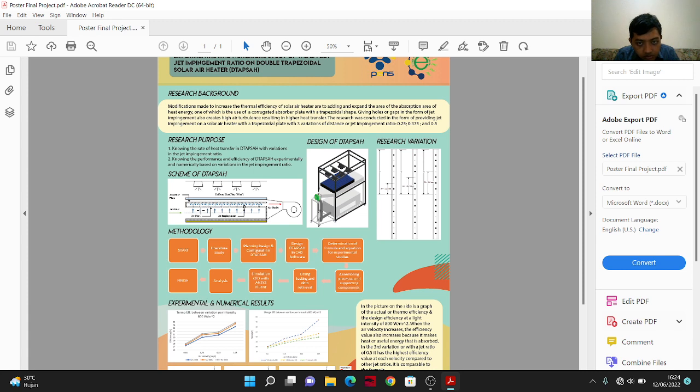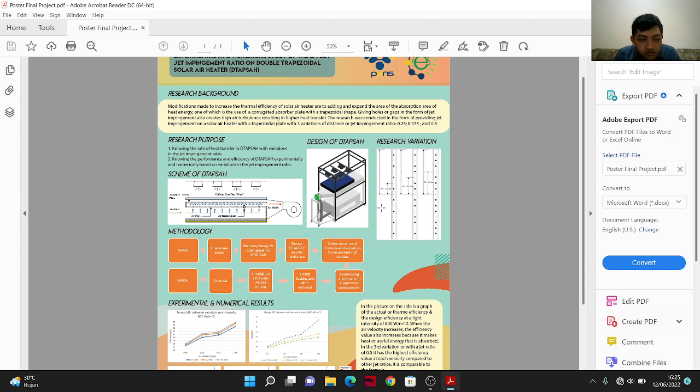And then there is the design of the DTAP-SAH, and this is the testing tool for the absorber plate. This is the research variation, the jet ratio, which is the jet impingement distance per half of the long side of the corrugated absorber plate.